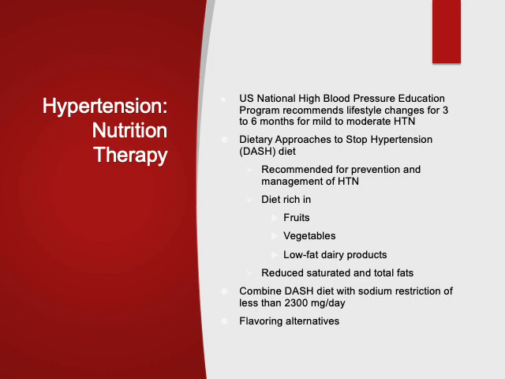The U.S. National High Blood Pressure Education Program recommends lifestyle modifications for at least 3 to 6 months if you have a patient with mild to moderate hypertension. Now, eating a diet that is rich in whole grains, fruits, veggies, and low-fat dairy products, and is lower in saturated fat, can actually lower your blood pressure by up to 11 millimeters of mercury.